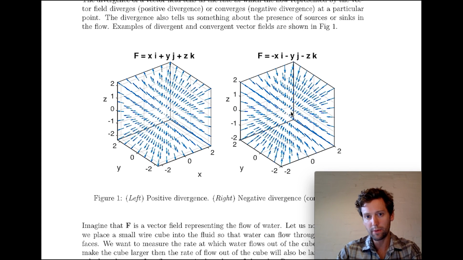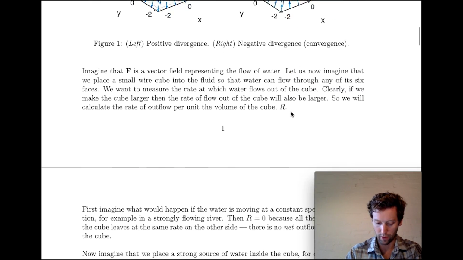To see this in a little bit more detail, let's imagine that we've got a vector field f, and it's going to represent a flow of water, for example. And I'm going to imagine putting into that flow a little wire cube. I'm going to ask, is there a net flow out of the cube or into the cube? Because that would tell me whether or not I've got a flow that's converging or diverging. So let's imagine what that would look like.